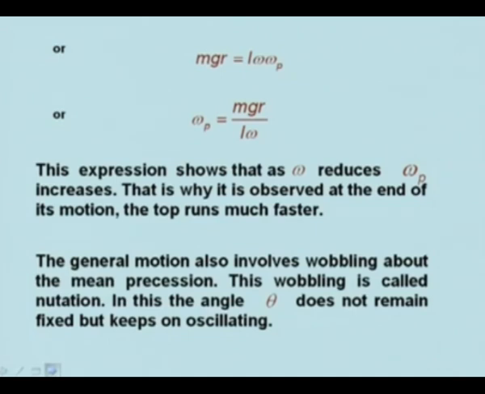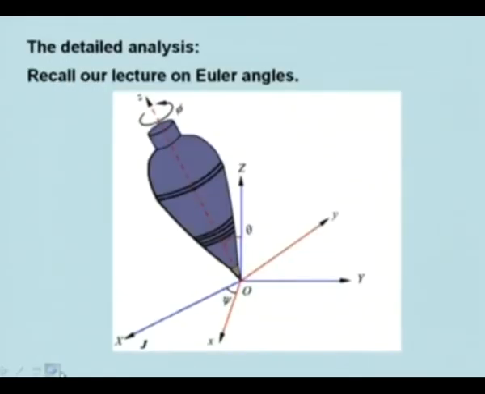The general motion also involves, if you do a precise analysis, you will find that it also involves wobbling about the mean precession. This wobbling is called nutation. In this, the angle theta does not remain fixed but keeps on oscillating.